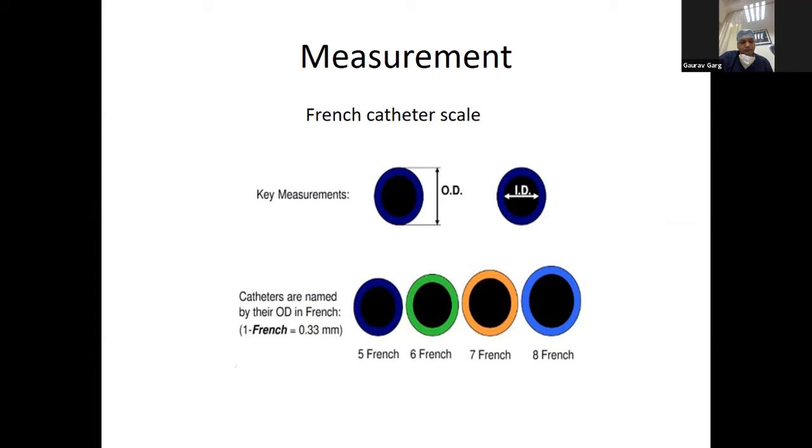Now how to measure the catheter? Catheters are measured in the French scale. One French is equal to 0.33 millimeter. That means roughly one third of a millimeter is 1 French. Catheters are measured by their outer diameter, not inner diameter. They are available from 3 French to 8 French. 3 French is not readily available in our country, but in Western countries, 3 French catheters are available.